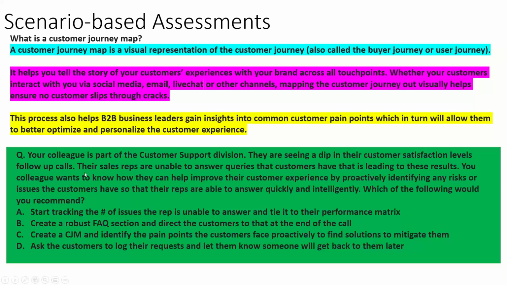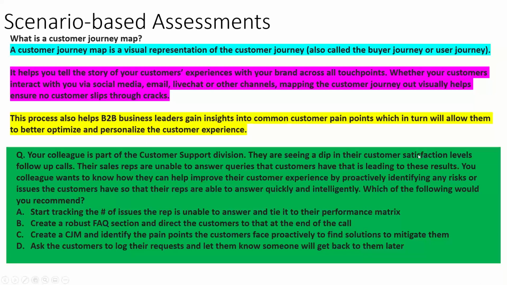Or you can always use additional characters. Remember I was saying that you can bring in additional characters. So over here I've used this colleague as an additional character who will be helping us to test the learners on whether they've understood the concept of the customer journey map or not. So your colleague is part of the customer support division. I can change the division name, right? Because it's a fictitious company, I control what I can do. So this person is part of the customer support division.